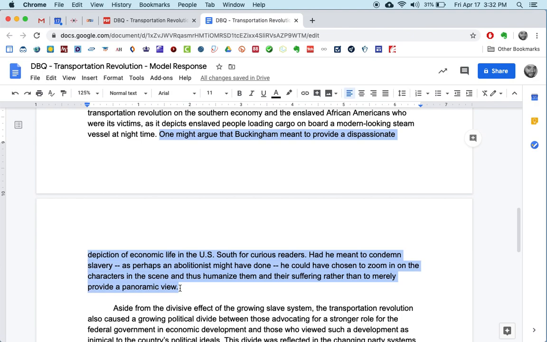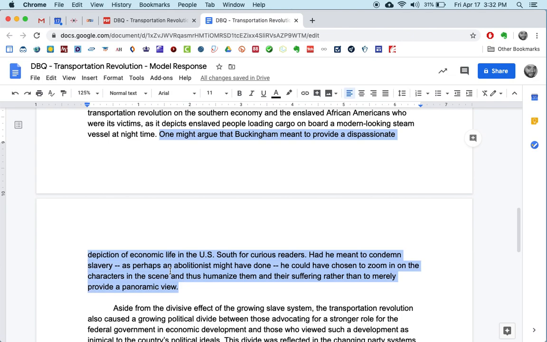My point here is that you have to really talk substantively about how the purpose informs the document. And here's how I do that. I say, look, it looks like he's just providing a dispassionate depiction of economic life. It's this kind of zoomed out panorama.